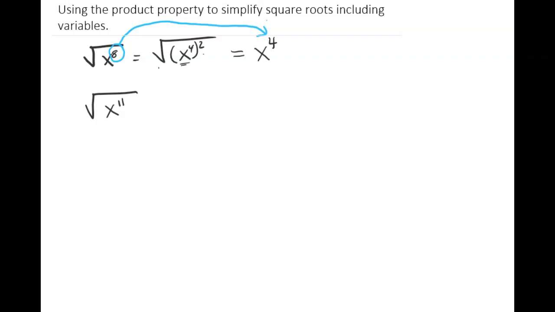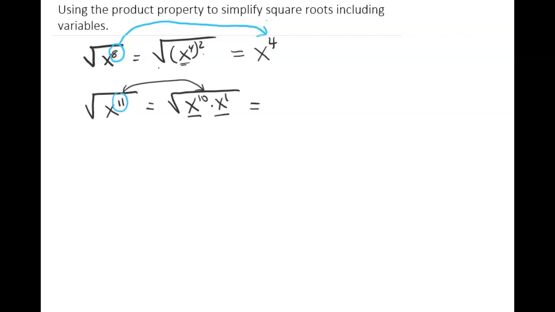1/2 of an odd number, 1/2 of 11, would be a fraction, but I want to keep my exponents as whole numbers. So what I can do is take that x to the 11th and break it up into x to the 10th times x to the 1st. I'm choosing to do that because 10 is the closest even number to 11 without going over. And when I write x to the 10th times x to the 1st, by the product rule I'd add exponents, I would get x to the 11th, so they are equivalent.